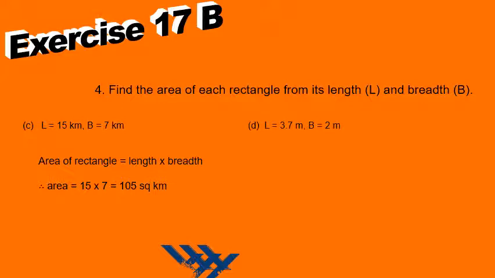Let's do the D part of this question. Here, length is equal to 3.7 meter and breadth is equal to 2 meter. So, how we will find out the area? Well, the area of rectangle is equal to length multiplied by breadth. And what is length? Length is 3.7 meter and breadth is 2 meter. So, 3.7 multiplied by 2 is equal to 7.4 square meter. Area of the rectangle is equal to 7.4 square meter.